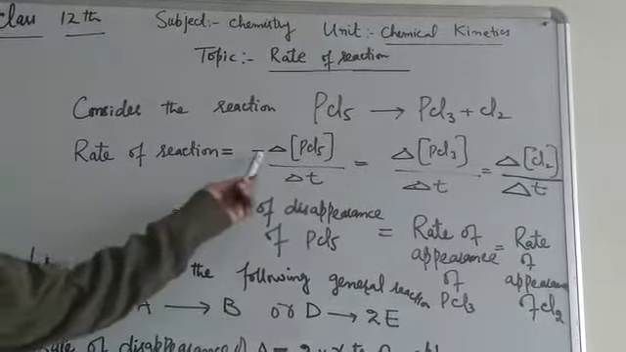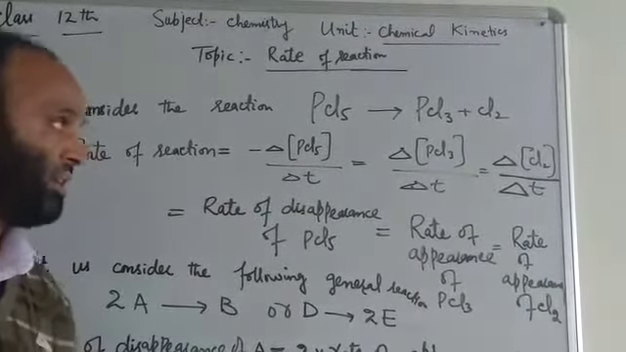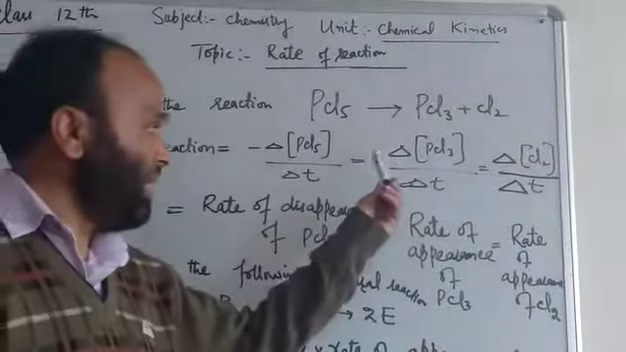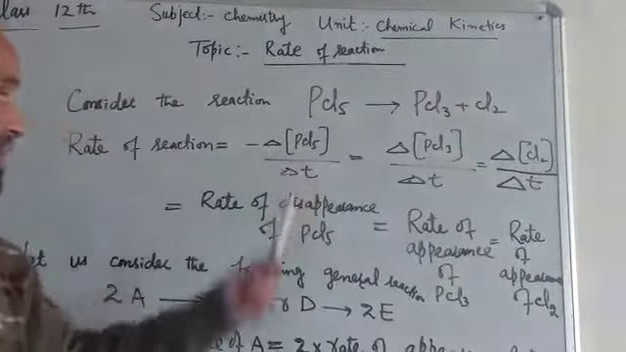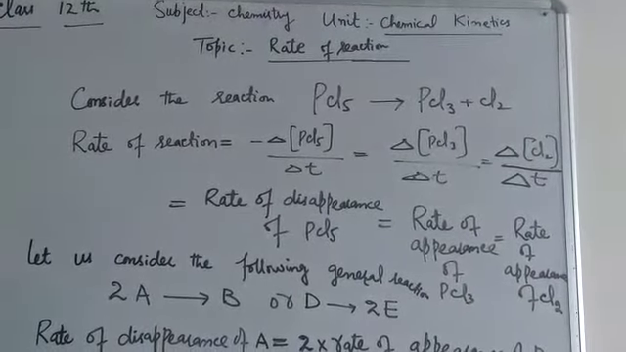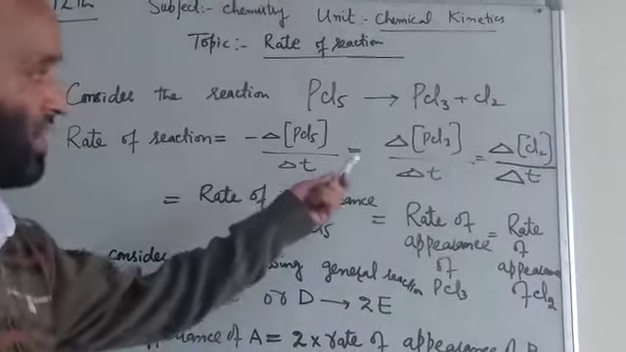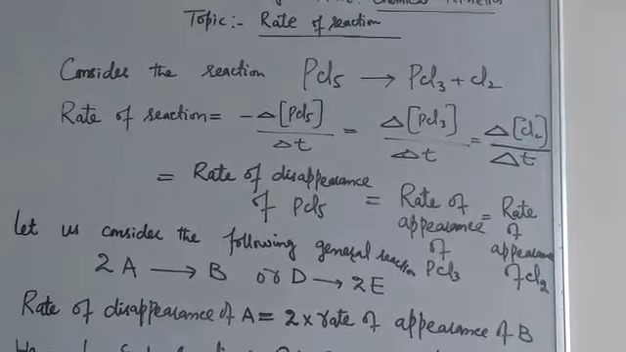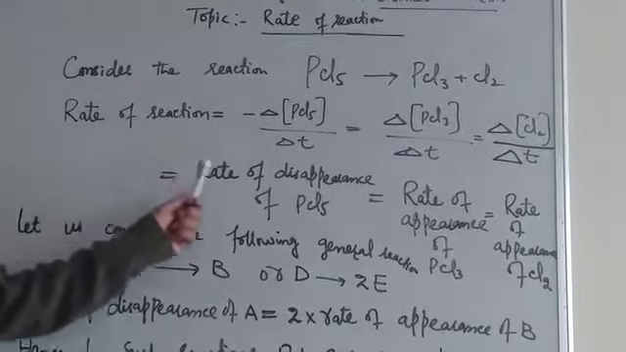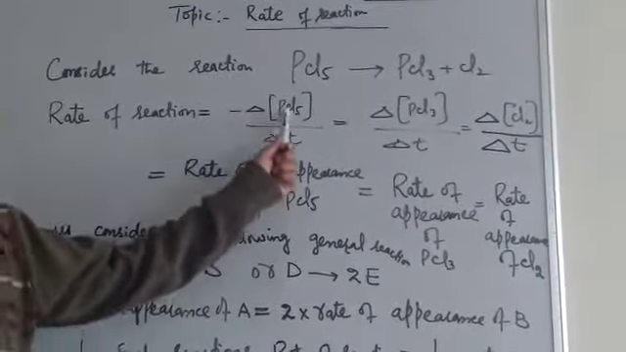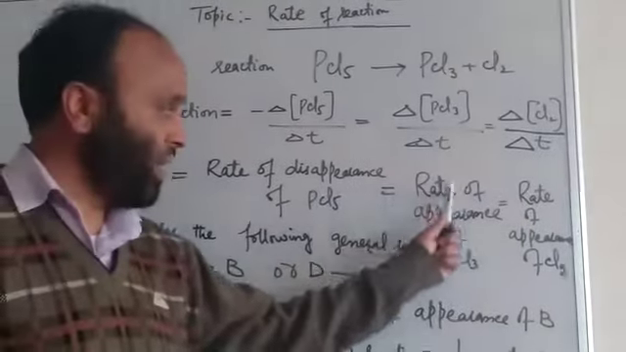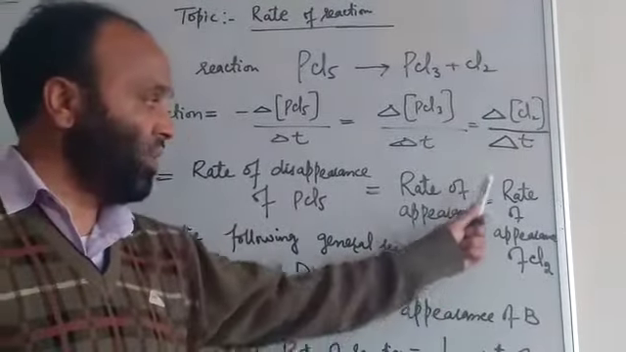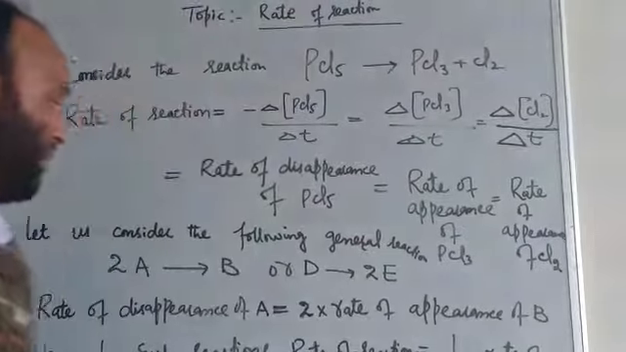Last time I told you why the negative sign is used here in my last lecture, and here the positive sign is used because the concentration of reactants goes on decreasing with the passage of time, while the concentration of products goes on increasing with the passage of time. Hence for this reaction we can say that rate of reaction is equal to rate of disappearance of PCl5, is equal to rate of appearance of PCl3, is equal to rate of appearance of Cl2.